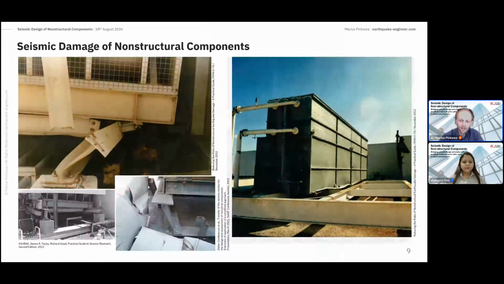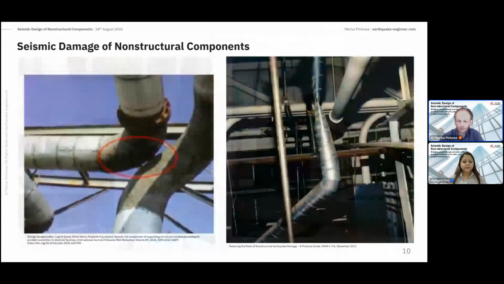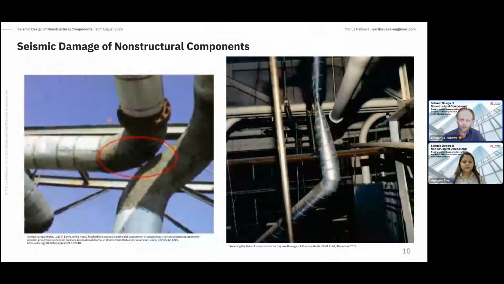We need to take care and consider potential impact points or collision points. So this is a very small gap, and there will be a problem if these pipes swing during an earthquake. And in the end, if we don't have sufficient free space, a sufficient seismic gap between such components, the weaker component will lose the battle in the end, like in this case, the air duct.